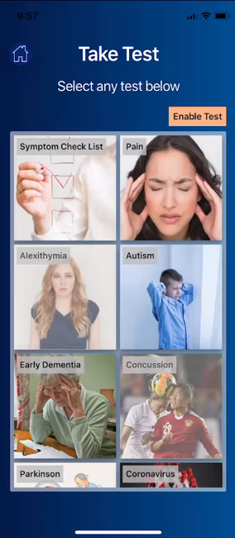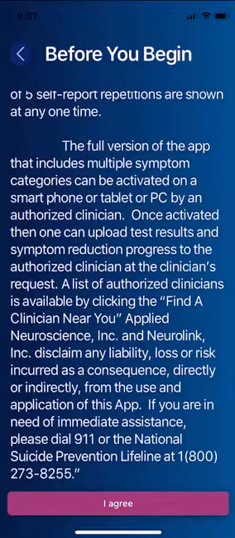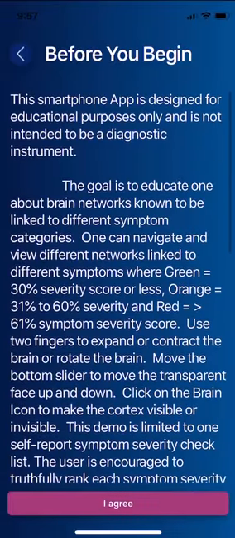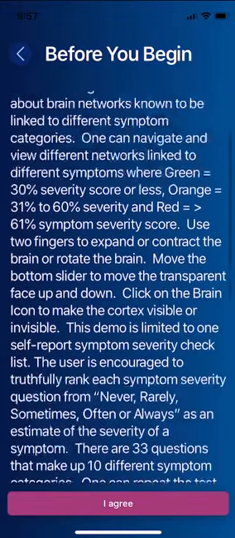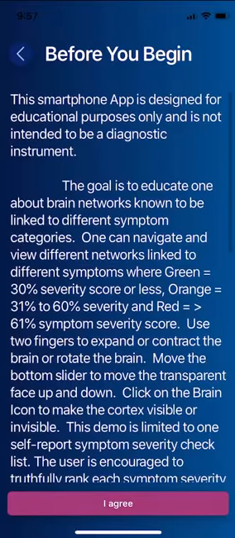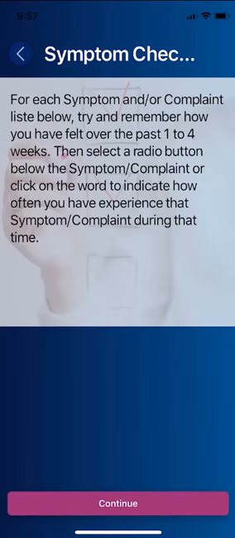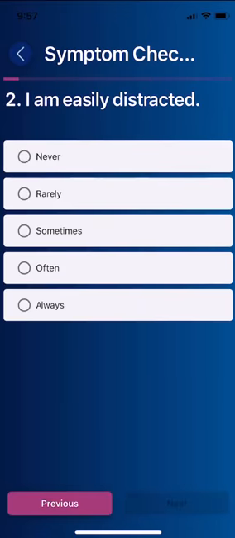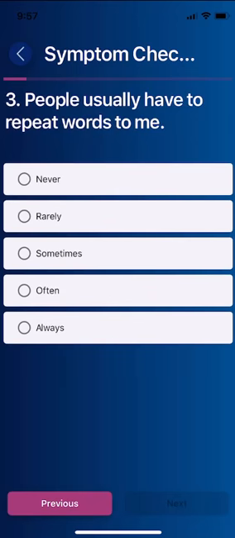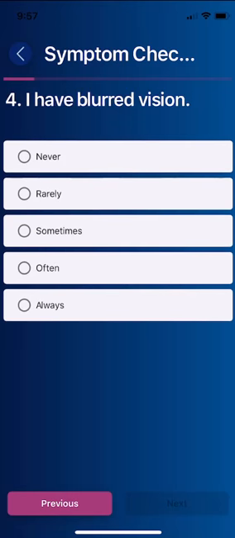I'm just going to take this general symptom checklist, which starts with an explanation of what it does. There are 10 different networks in the brain, because what we're trying to do is link symptoms to dysregulation in a patient's brain. So we're going to click continue. For example, the first one, having cravings for alcohol or drugs. I'm easily distracted. Say if I click often, that means it's going to be the attention network. People usually have to repeat words to me. I have blurred vision, etc.